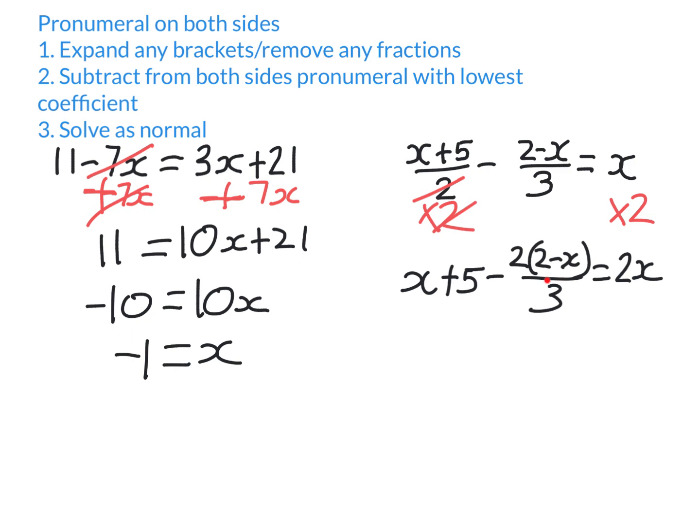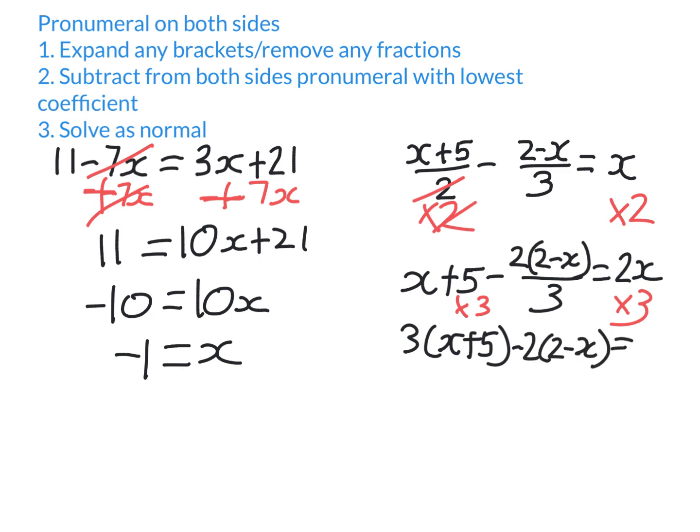All right, now I'm going to get rid of this fraction here by multiplying by 3. So I'm going to multiply each side by 3. So that means I need to multiply this expression by 3. So I'll just get 3 lots of x plus 5. When I multiply this fraction by 3, the fraction just goes away. So I'm left with this. And of course, on the right-hand side, 2x times 3 is 6x. So I've removed the fractions.